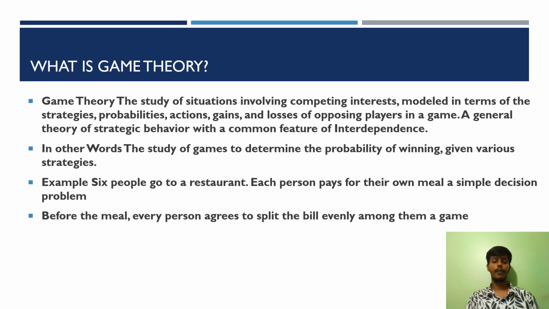Example: six people go to a restaurant. Each person pays for their own meal, a simple decision problem. Before the meal, every person agrees to split the bill evenly among the group.